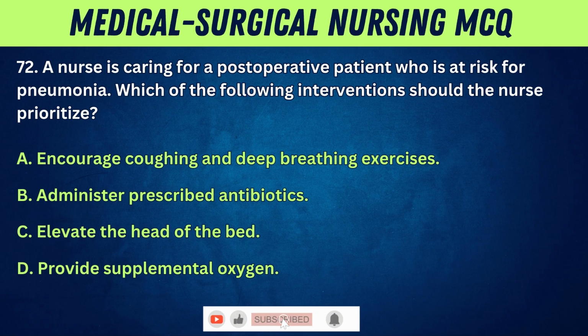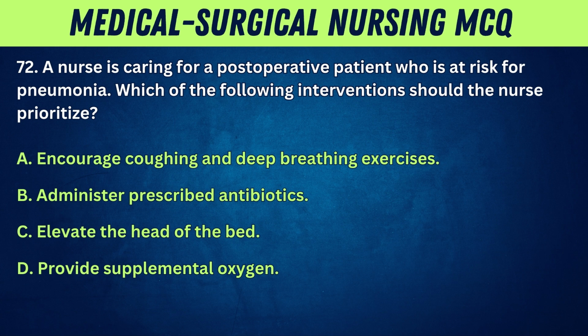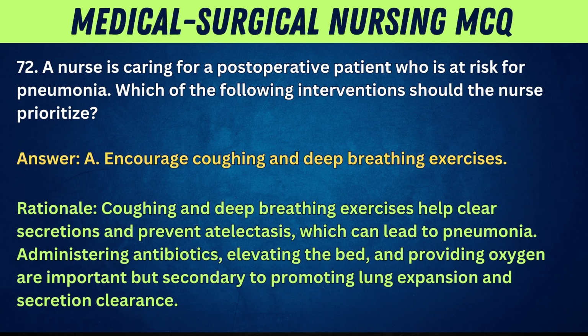72. A nurse is caring for a postoperative patient who is at risk for pneumonia. Which of the following interventions should the nurse prioritize? A. Encourage coughing and deep breathing exercises. B. Administer prescribed antibiotics. C. Elevate the head of the bed. D. Provide supplemental oxygen. Answer: A. Encourage coughing and deep breathing exercises. Rationale: Coughing and deep breathing exercises help clear secretions and prevent atelectasis, which can lead to pneumonia. Administering antibiotics, elevating the bed, and providing oxygen are important, but secondary to promoting lung expansion and secretion clearance.